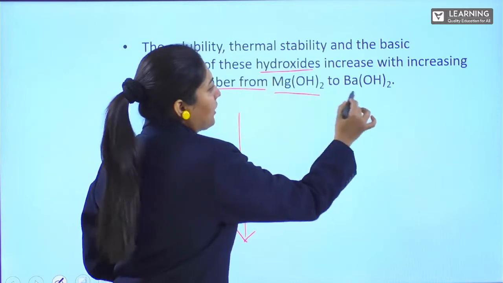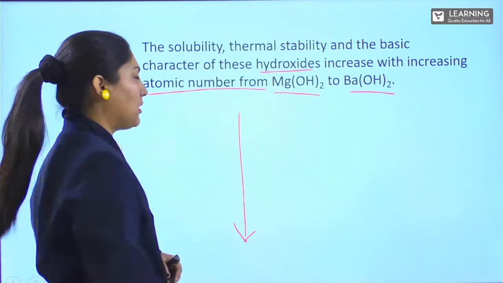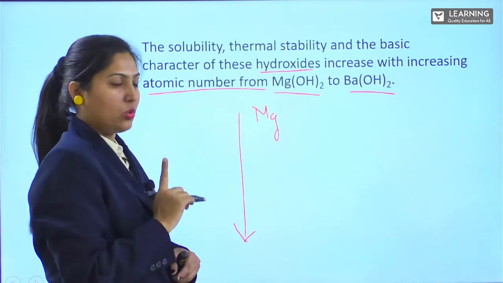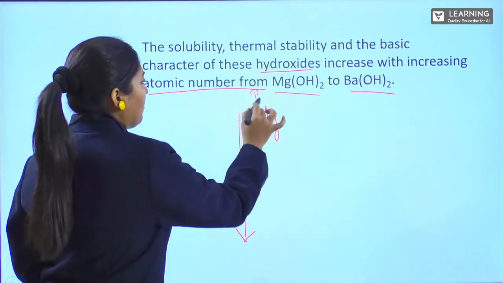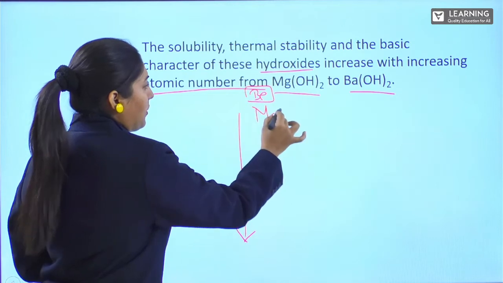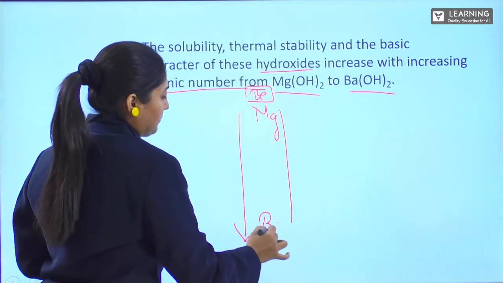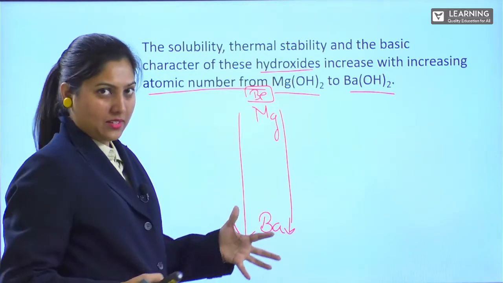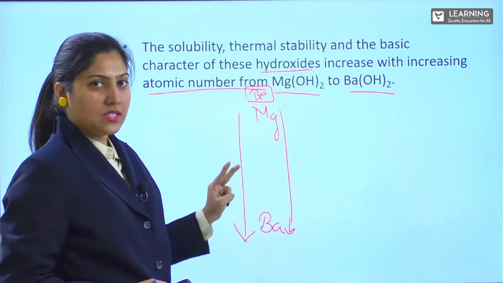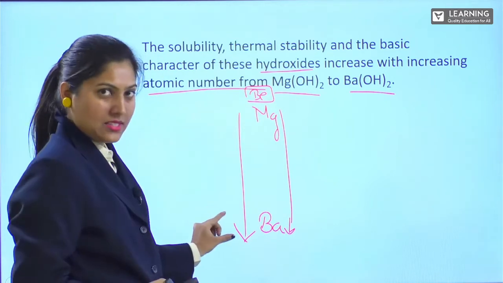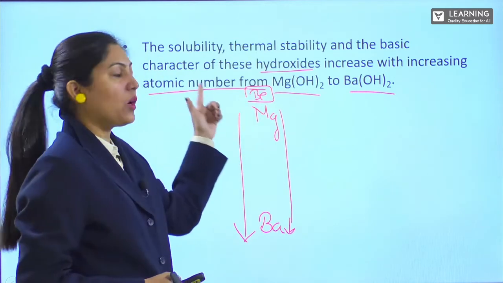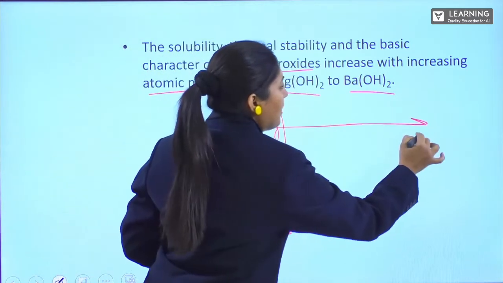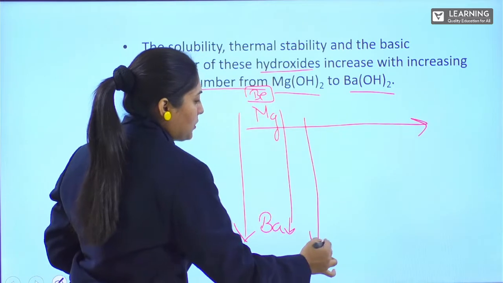From magnesium hydroxide to barium hydroxide, if you consider, that is magnesium. You need to concentrate on that. From magnesium to barium, if you see down the group, the size increases. That means, see here, two things will be there. One, the size increases, or increasing atomic number. There are two chances. The atomic number increases left to right and top to bottom.